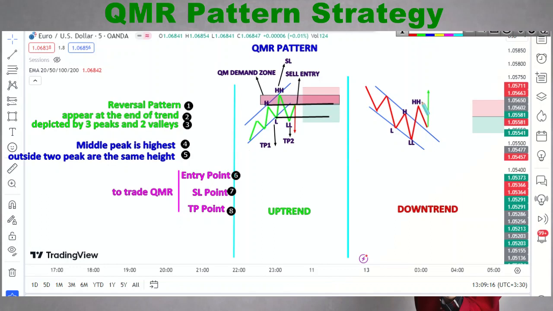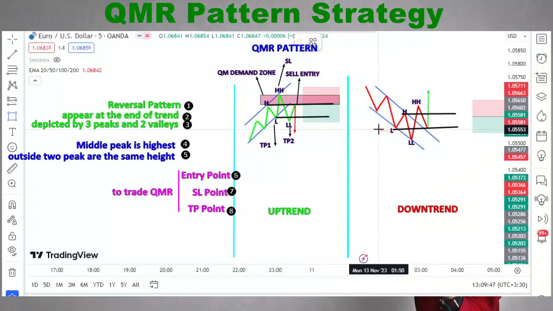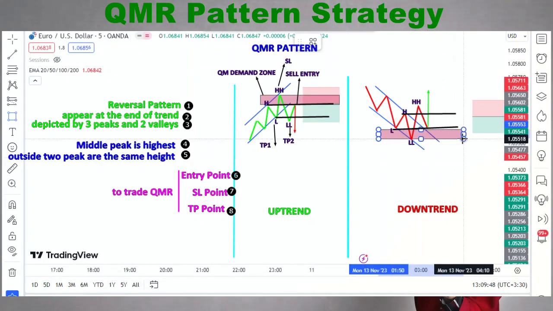In the downtrend, our demand zone is here. I identify it. QM demand zone. Okay, and lower low is the stop loss point, high level is take profit 1 and higher high is TP2 or take profit 2 point.